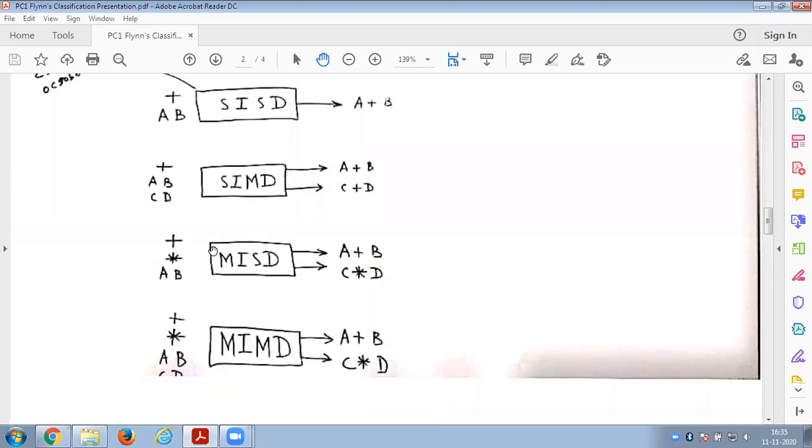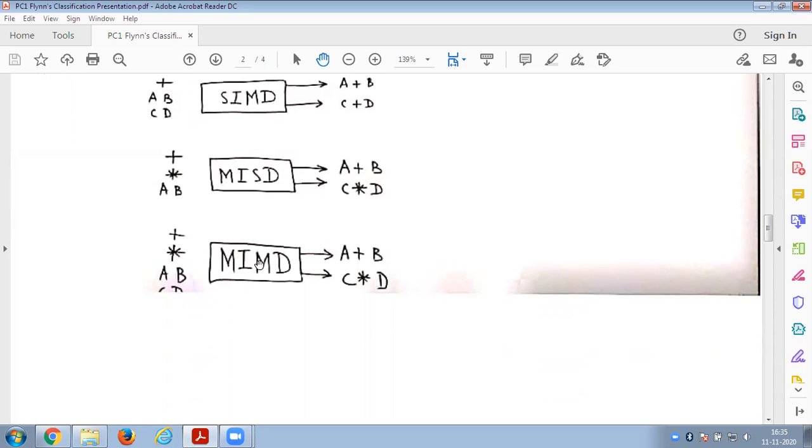That means multiple instruction is performed on single data. Plus and multiplication are performed on A and B only. This is single data, and plus and into are the two operations, instructions, over the same single data. So the result should be A plus B and A into B. This should be A into B, not C into B. Plus is performed on A, B, then multiplication is performed on A, B. That means multiple instruction is performed on single data.